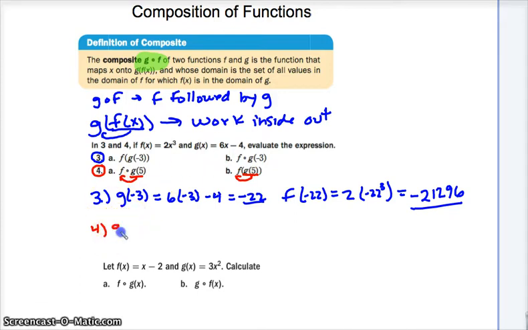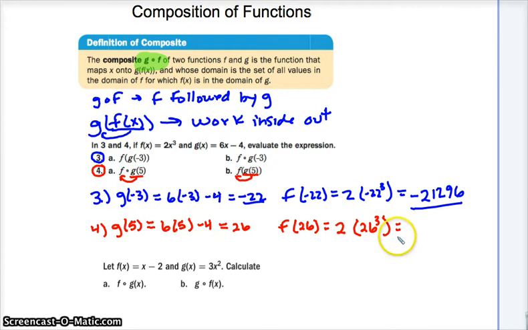Plugging 5 in for g, I get 6 times 5 minus 4, which is equal to 26. Now I will do f of 26, which is equal to 2 times 26 cubed. 26 cubed times 2 is equal to 35,152.